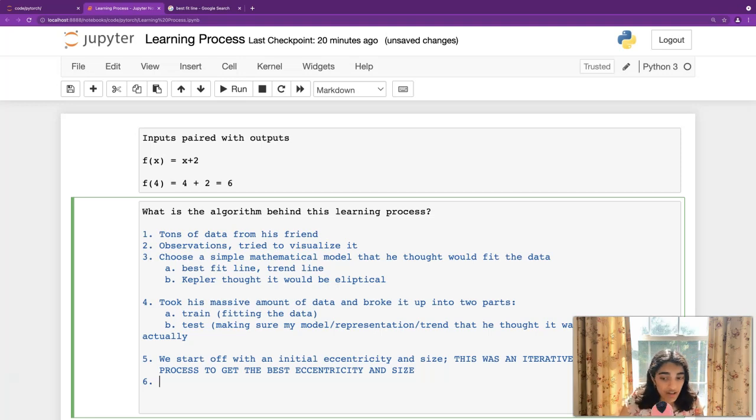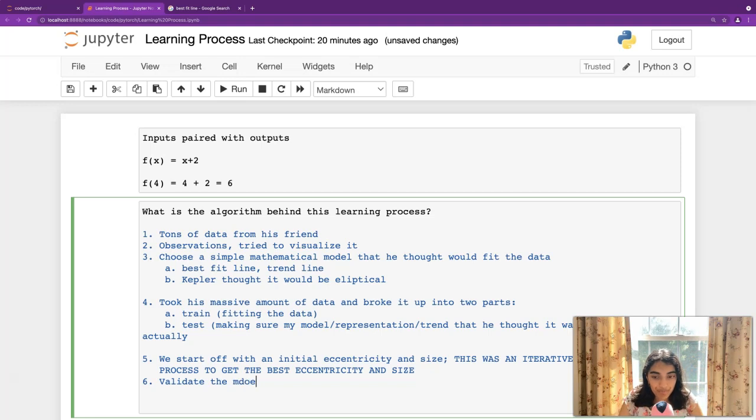And yeah, so once he was done, and once he said, hey, I think this is good, I think these are two good attributes for my elliptical model, now is the point to validate the data. Okay, this basically is the testing phase. This is part B of number 4. So we're actually using that test data.